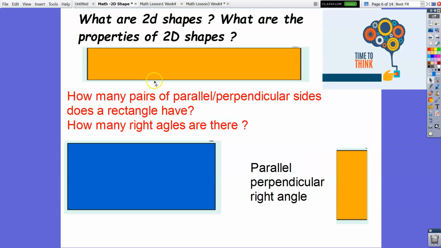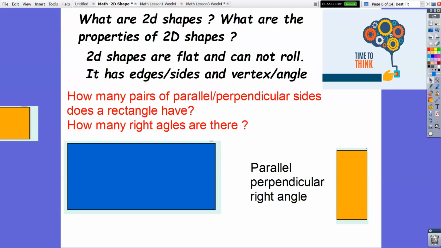What are 2D shapes? What are the properties of 2D shapes? 2D shapes are flat and cannot roll. They have edges, sides, and vertices, just like this rectangle. Now, how many pairs of parallel and perpendicular sides does a rectangle have? How many right angles are there? Pause the video and do the activity.